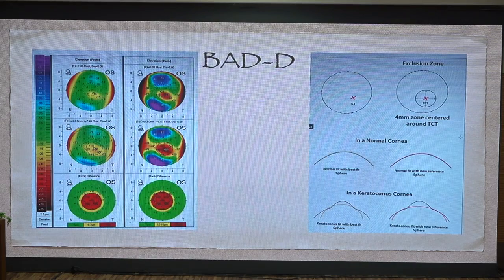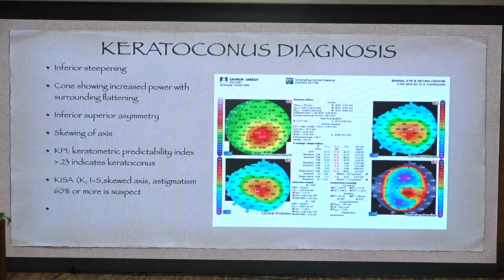Like here you can see the red area showing the anterior elevation and the posterior elevation. And this is how, basically, using a best fit sphere, it is calculated. So two different mechanisms are used. In one you exclude the central 4 millimeter zone, and in the other you include the 4 millimeter zone and see the difference between the two. So the more elevation will be picked up by using the Belin-Ambrosio scan.